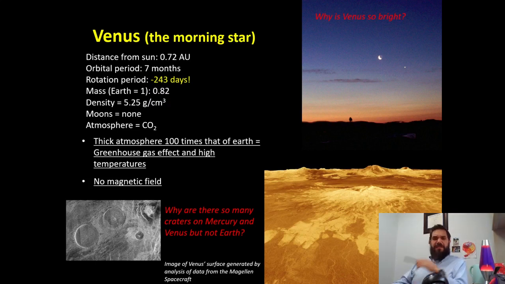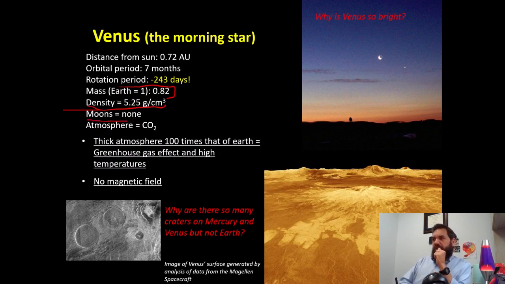All right, Venus. Venus is our sister planet. It's the planet that probably we're closest to in terms of our properties. A lot of people think, oh, Mars is our sister. No, Venus is really the one that's closest to us. Venus has a similar size to Earth. It's about 82% of our mass. It has a pretty close density to Earth, 5.25 versus 5.5 for Earth.